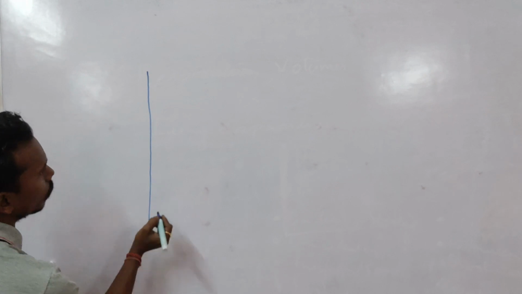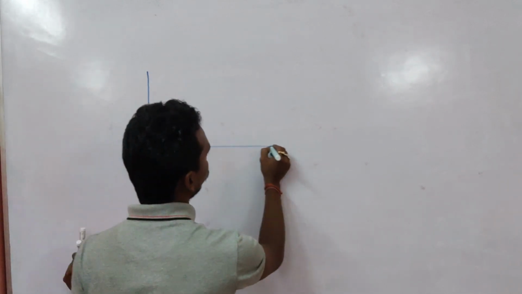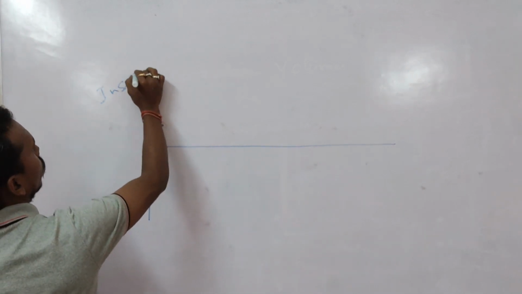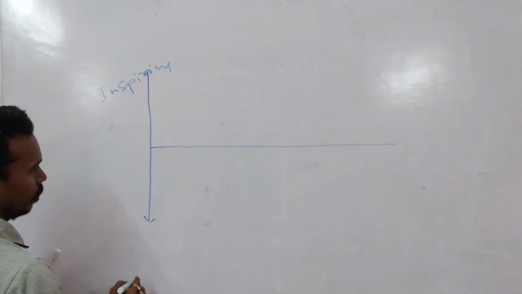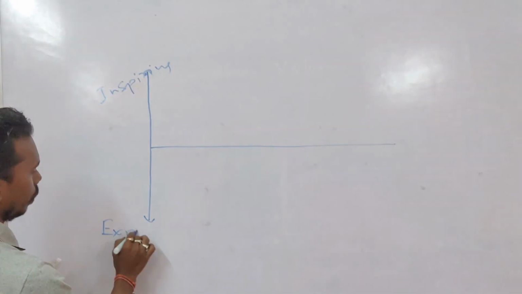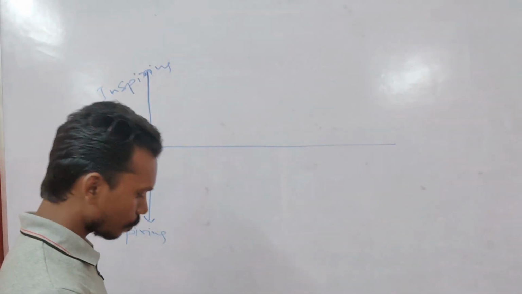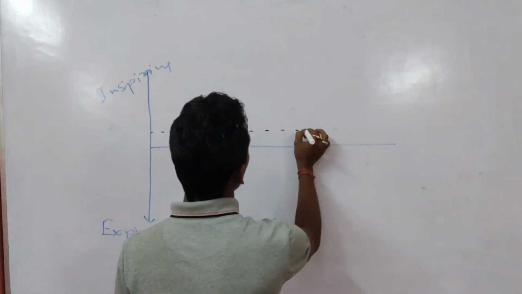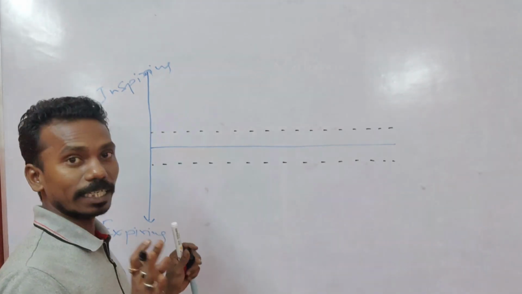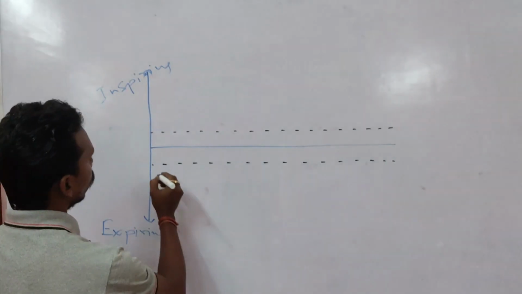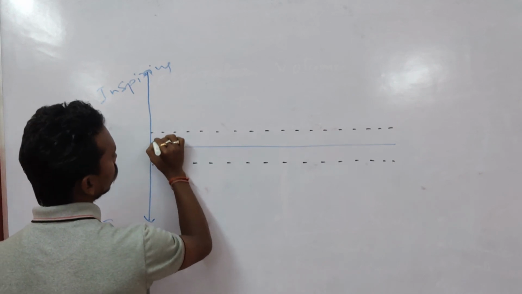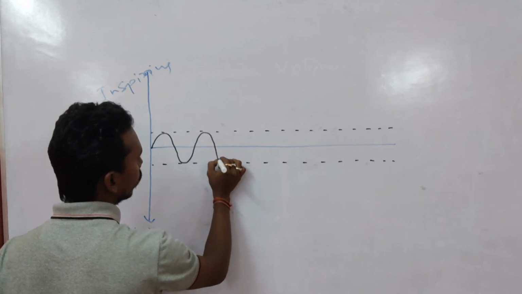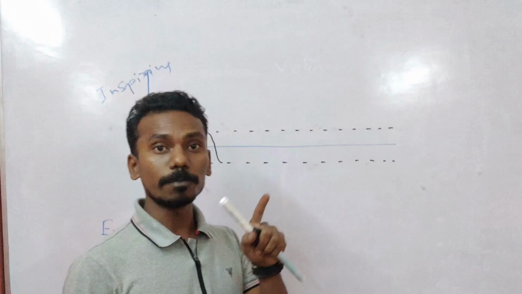If we draw a straight line, in this direction you are inspiring air, and in this direction you are expiring air from your lung. Now let's see what happens in normal respiration. From this baseline, you are just inspiring air and expiring, then again inspiring, then again expiring. This is your normal breathing exercise.